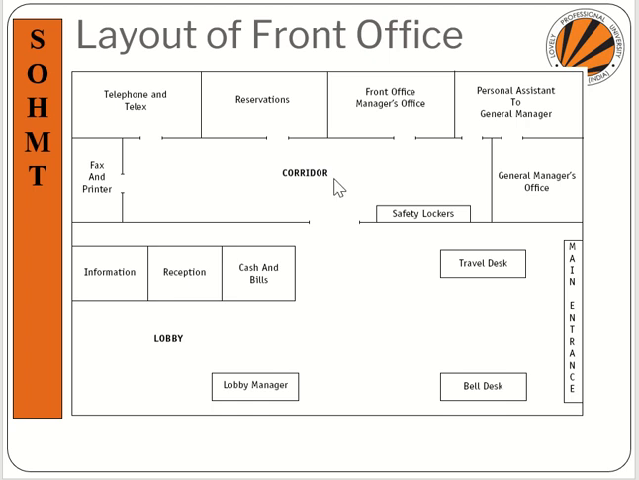right? So all these areas are the back areas of the front office, and all these areas like information, reception, cash and bills, travel desk, bell desk, lobby manager, GRE desk, lobby, main entrance, these are the front areas of the front office department, right?